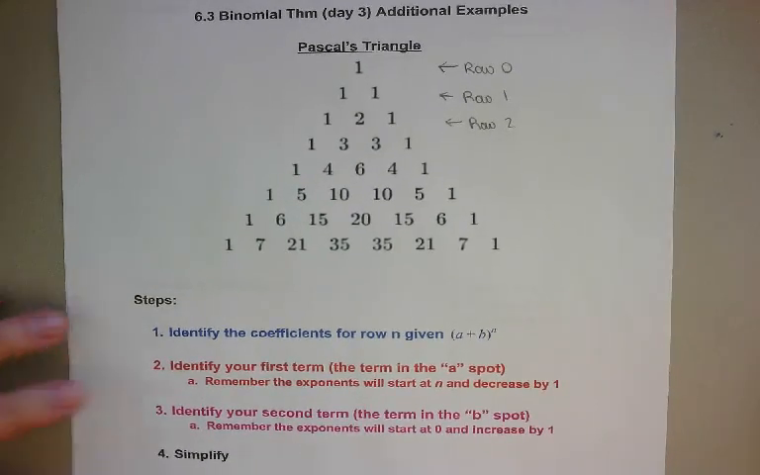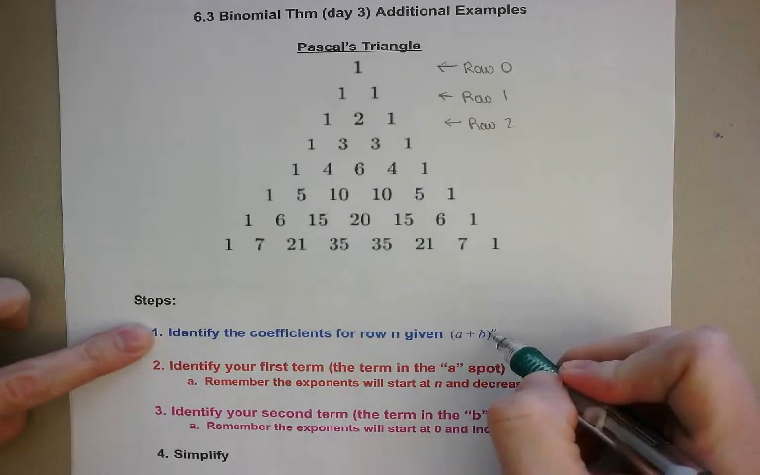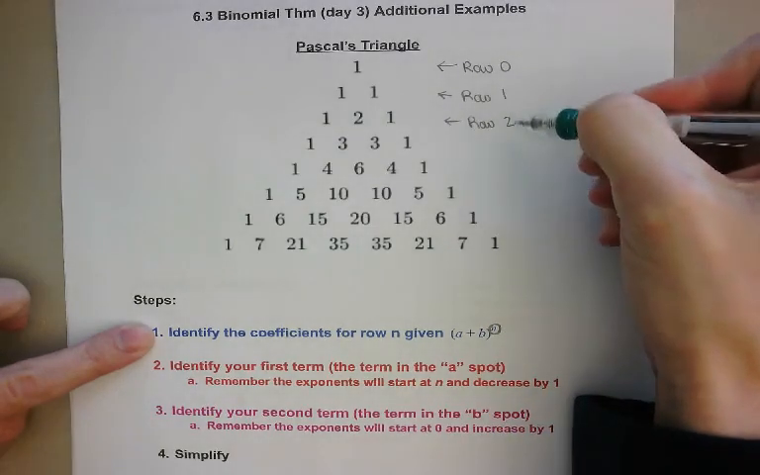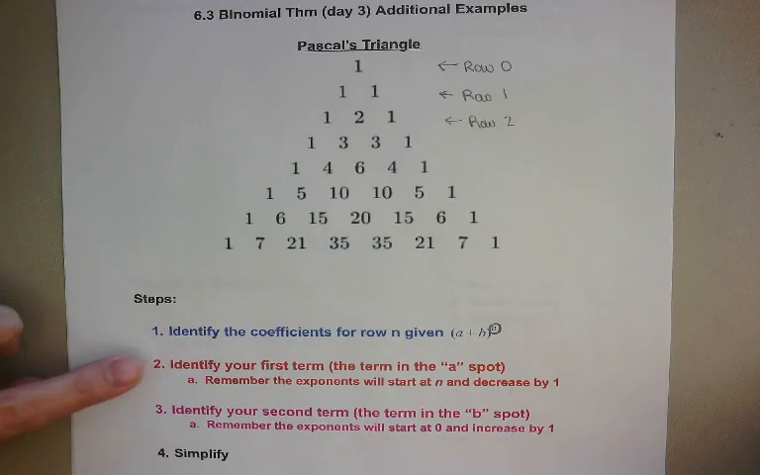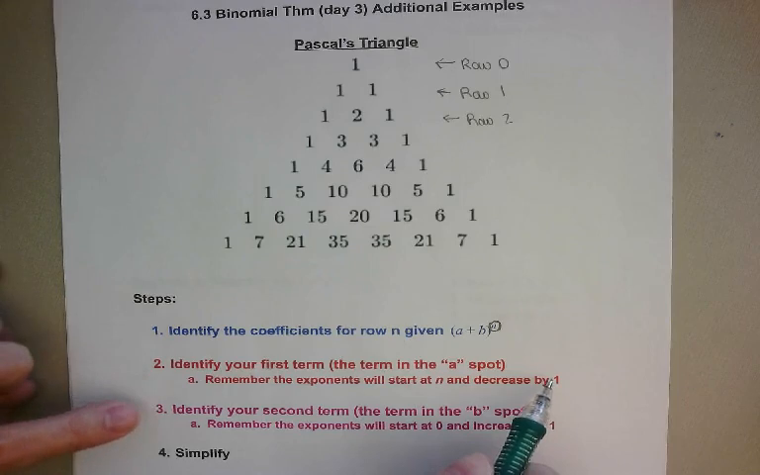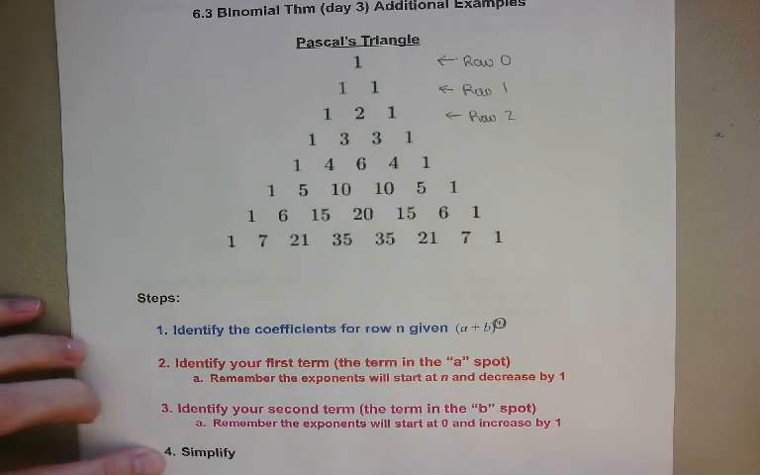Now your steps. Remember, you always want to identify the coefficients for row n given your binomial. Whatever your degree is, that's the row that you want to look at for the coefficients. Second, you want to identify the term that's going to be used first, and that's always going to be in the A spot. Remember, these exponents will start at n and then decrease by 1 each time. Then you want to identify the second term in the binomial, which will be in the B spot. Remember that the exponents for this will start off at 0, but they'll increase by 1. And then last, you want to simplify.